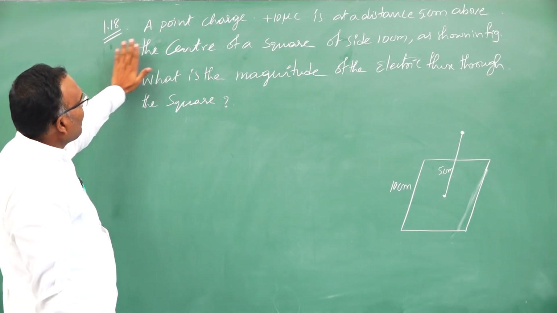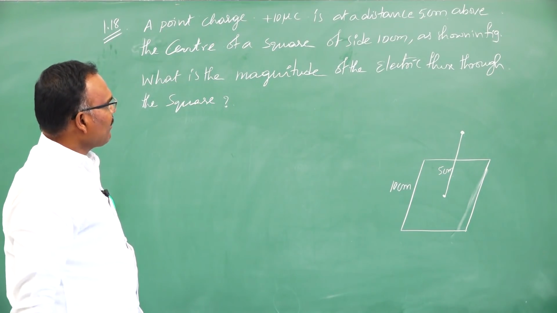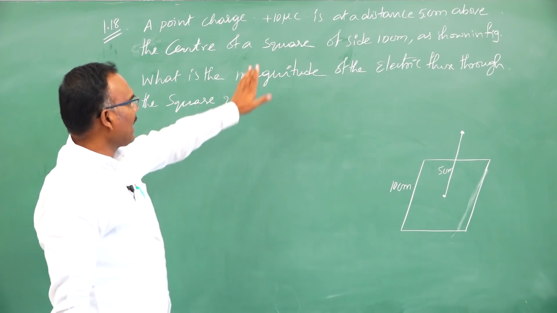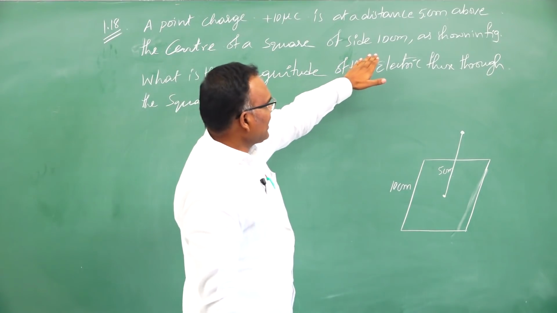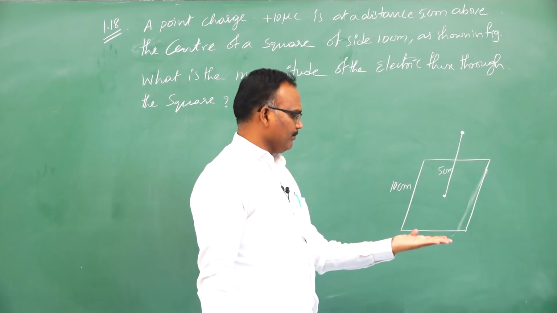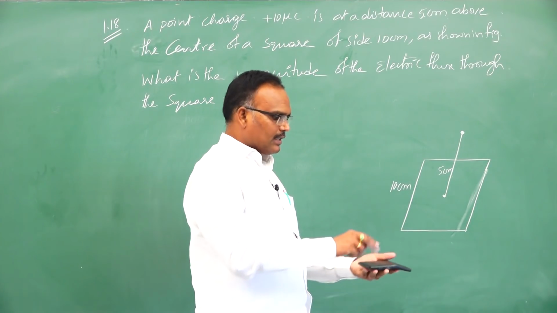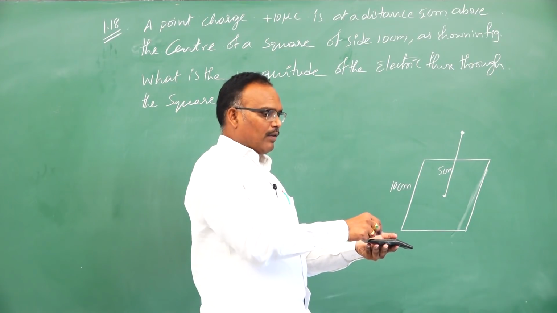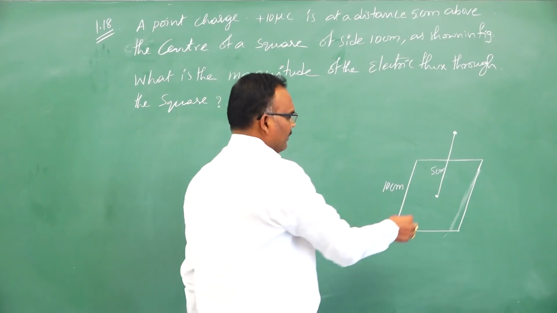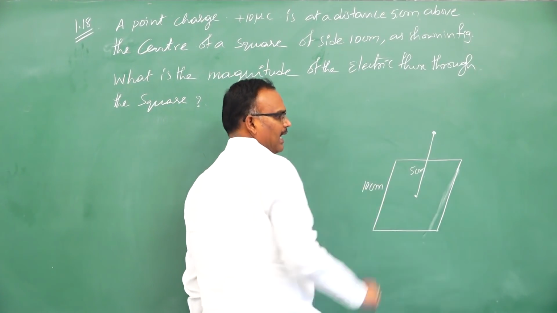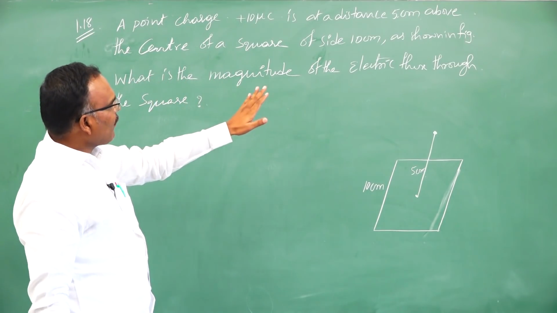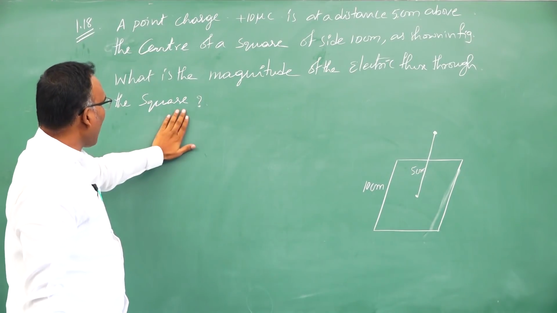1.18. A point charge plus 10 microcoulomb is at a distance 5 centimeters above the center of a square of side 10 centimeter as shown in the figure. See this figure, this is a square which is at the bottom. From the center, the charge is located 5 centimeter above the center. What is the magnitude of electric flux through the square?